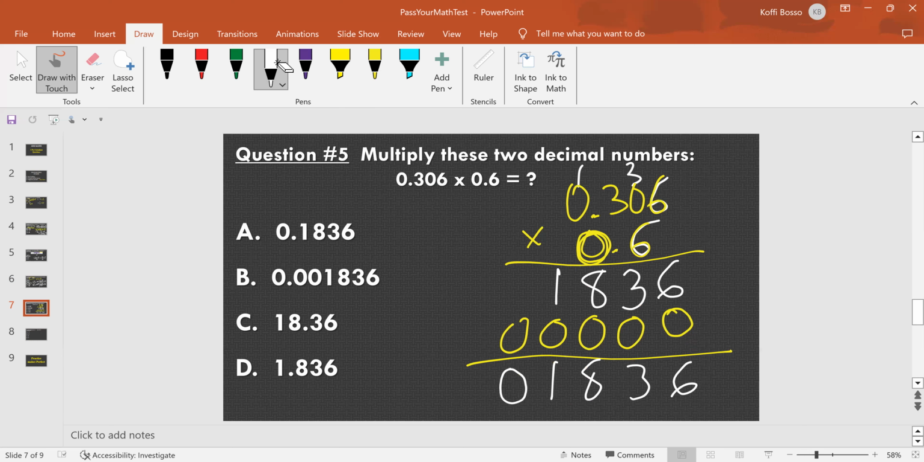It's not done yet. Now we have to place the decimal. Remember, we have 3 decimal places here. We have 1 decimal place. So if you count all of this, you have 4 decimal places. That means we have to put our decimal here, where we have 1, 2, 3, 4 digits after the point. Okay, based on that, the correct choice is A.